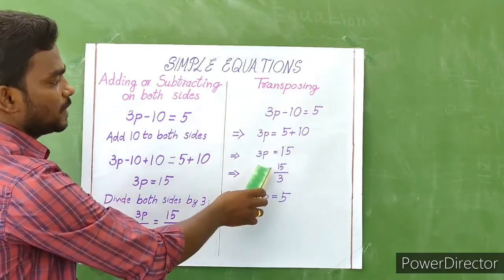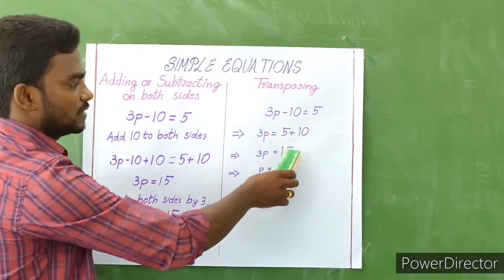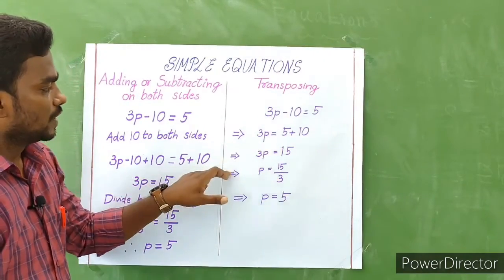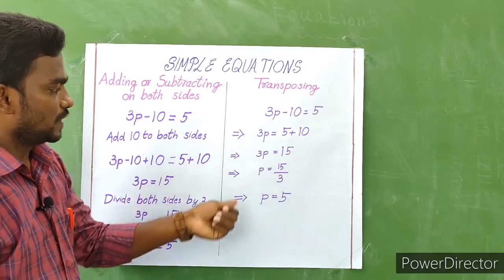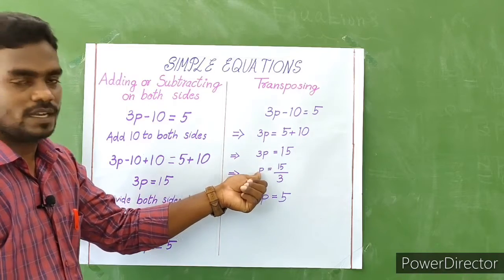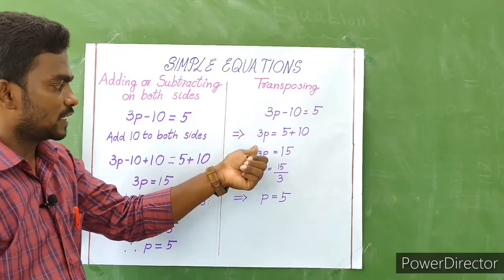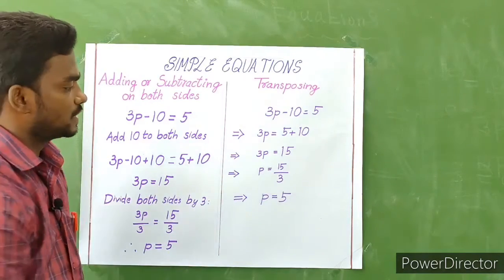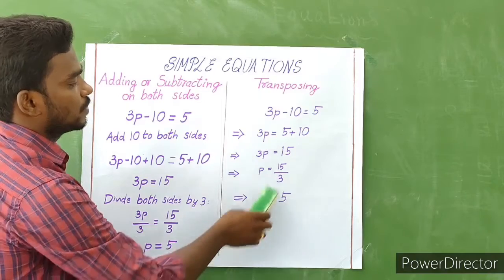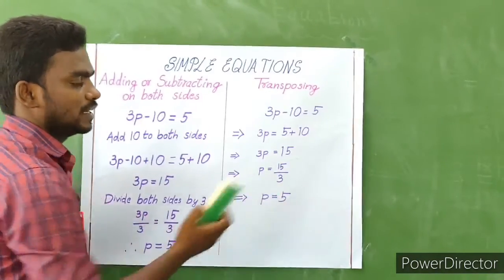Implies that 3p is equal to, what is the value of 5 plus 10? That is 15. Implies that 3p is equal to 15. So we keep the value p on the left side, and this 3 is transposing to division on the right side. Implies that p is equal to, what is the value of 15 divided by 3? That is 5.